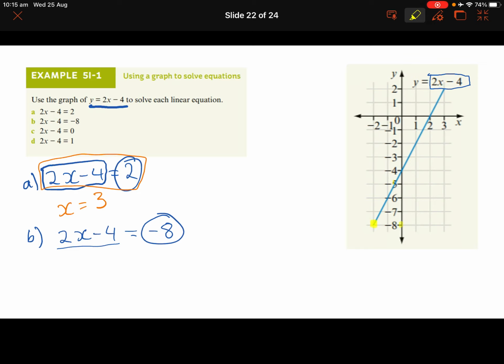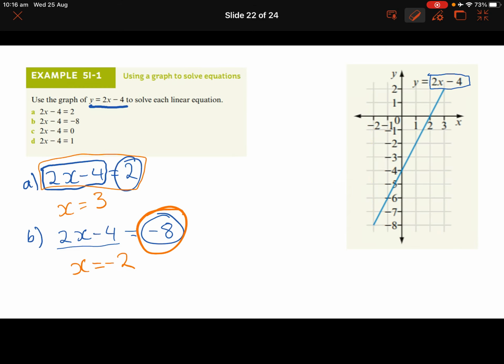So when we're here and our y is negative 8, that means our x value is negative 2. So from just looking at the graph, we know that x equals negative 2 when y is negative 8, because the coordinate here is negative 2, negative 8. And from our equation, it told us that y is negative 8, so then we can tell what x is by looking at our graph.